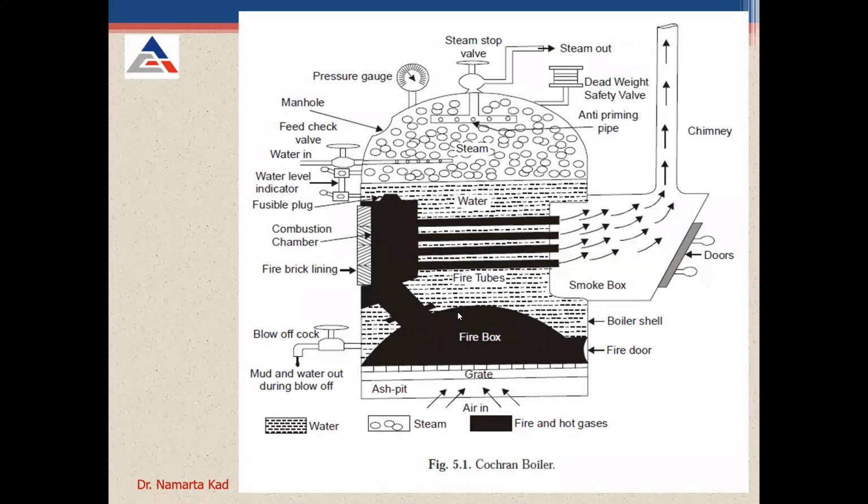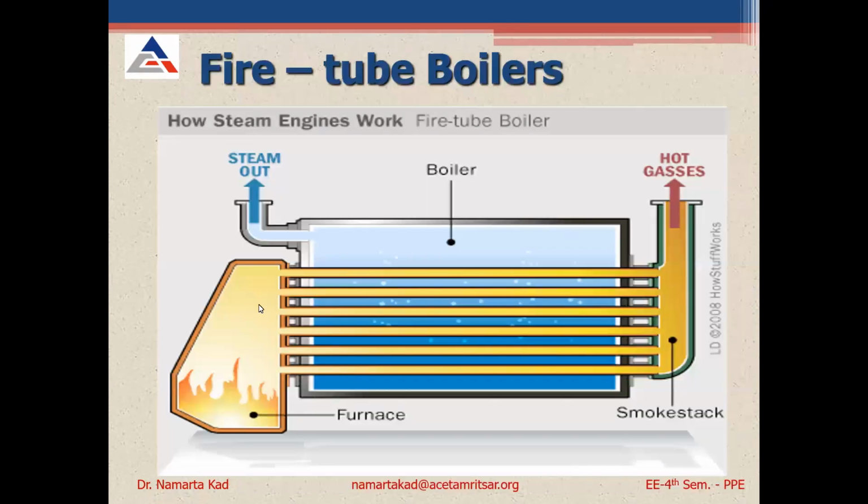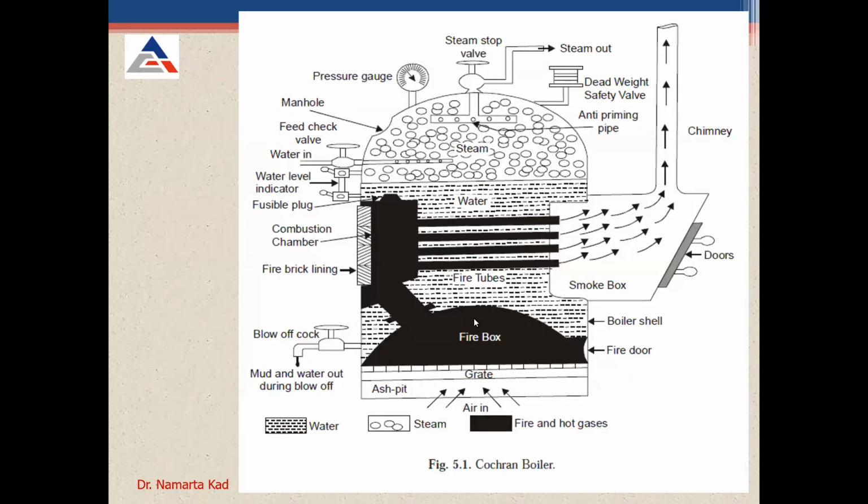And here is the firebox. This one is the firebox, that is the furnace. So this is the firebox, the complete firebox is there. And from this firebox, through this area, the heat starts flowing through these tubes. And the water is there in this cylinder outside the fire tubes.